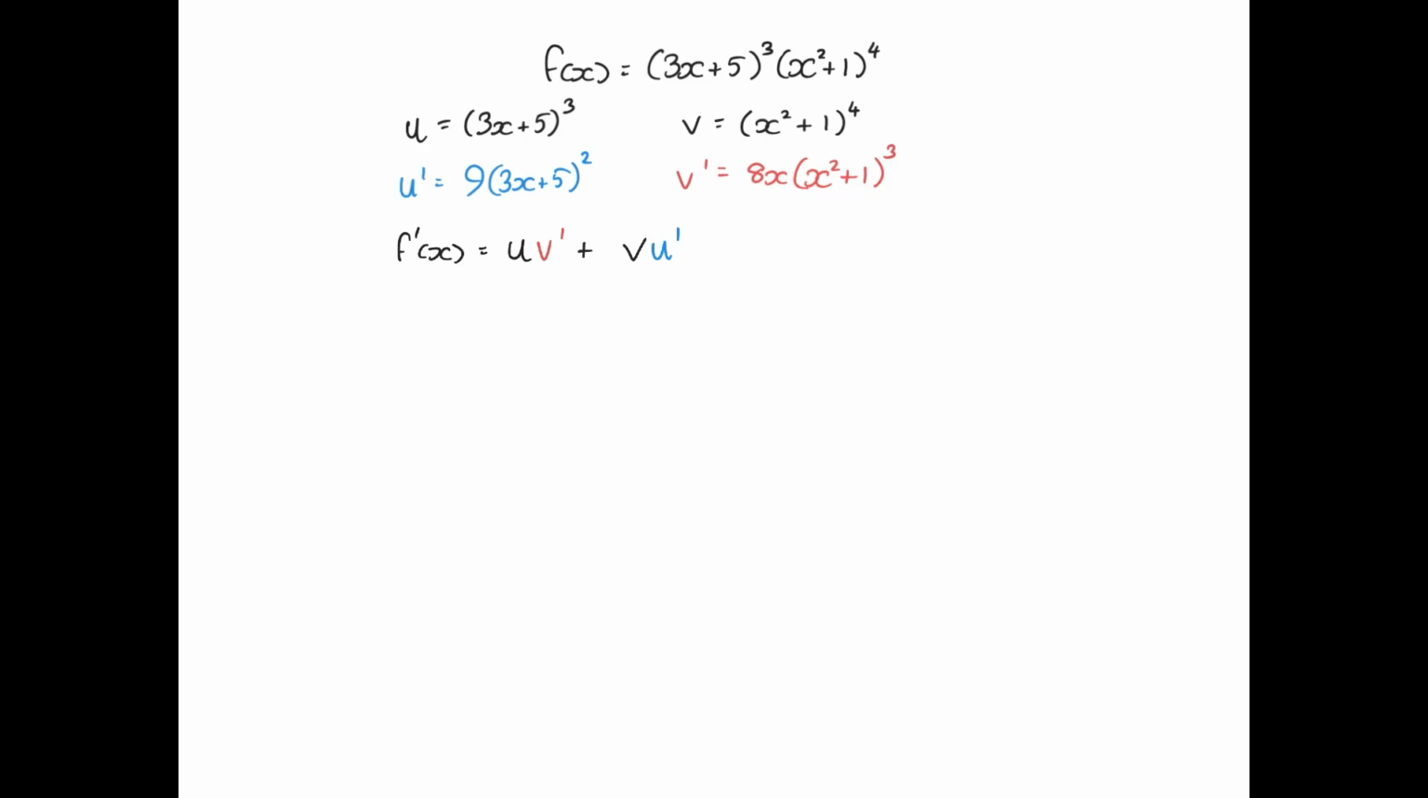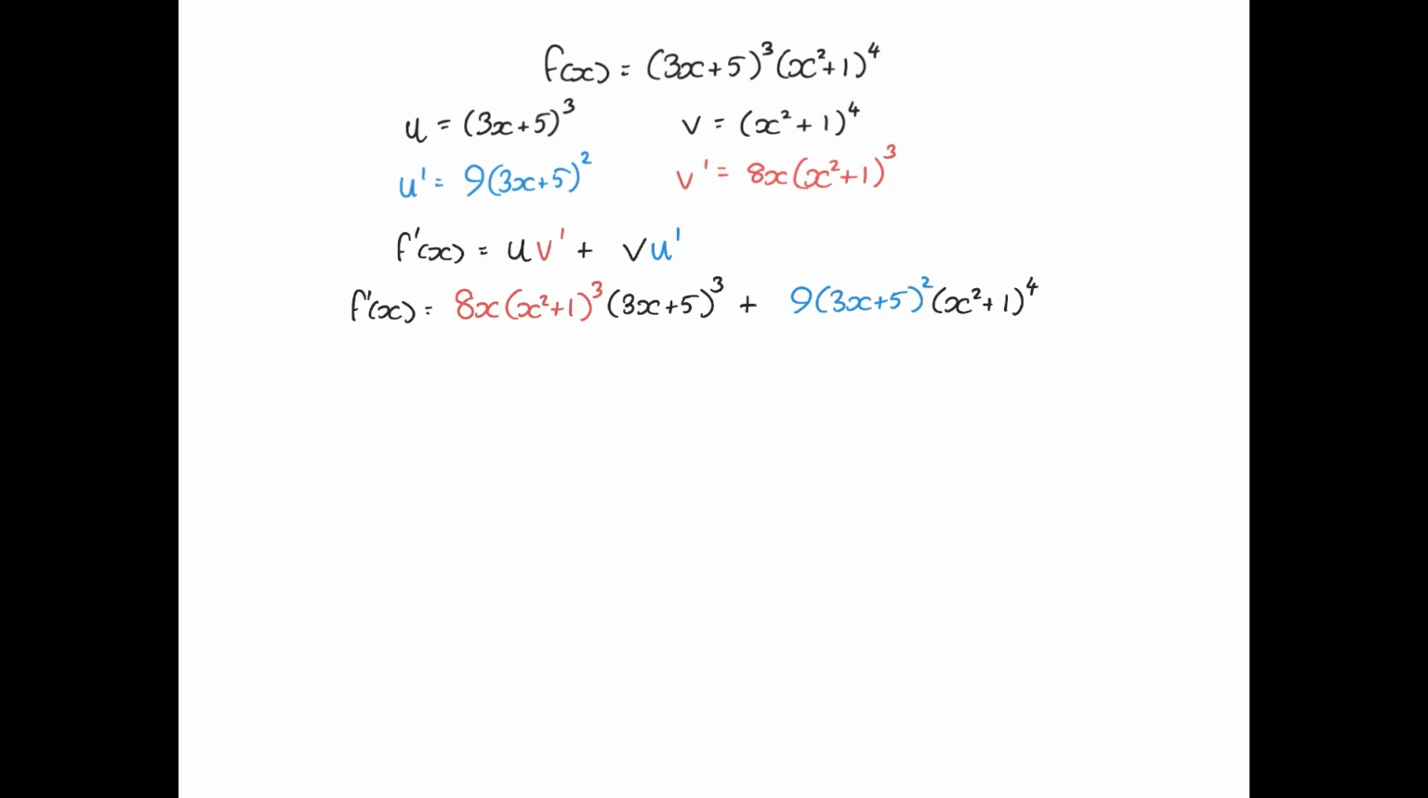So f dash of x is u v dash plus v u dash. This is a perfectly acceptable answer. It is an expression for the gradient function of f of x. However, it doesn't look very neat, and it would be nice if we could neaten it up so we'd be able to find any stationary points where possible. So we can factorise this expression.